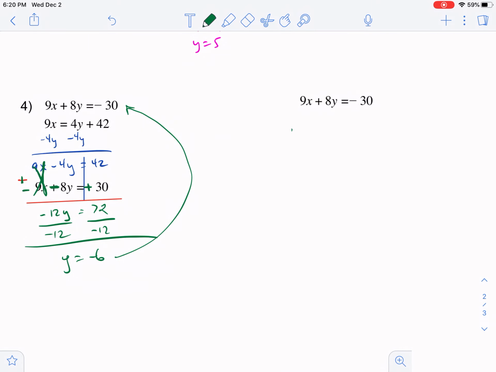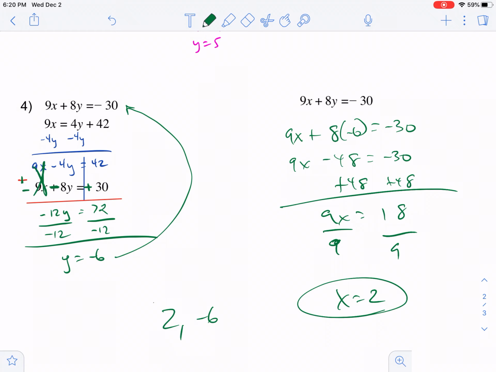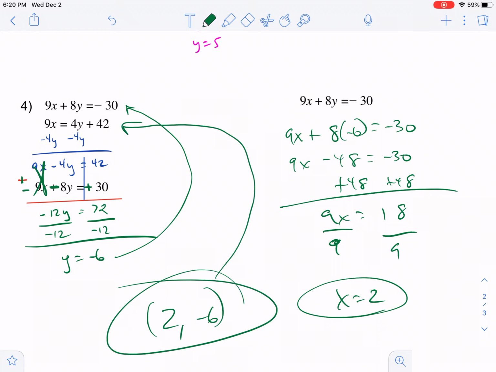So 9x plus 8 times negative 6 equals negative 30. 9x minus 48 equals negative 30. Add 48, and I get 9x equals 18. Divide by 9, you get x equals 2. 2, negative 6. Folks, that's your point. You don't know if it's true? Plug it back in, and it should work.